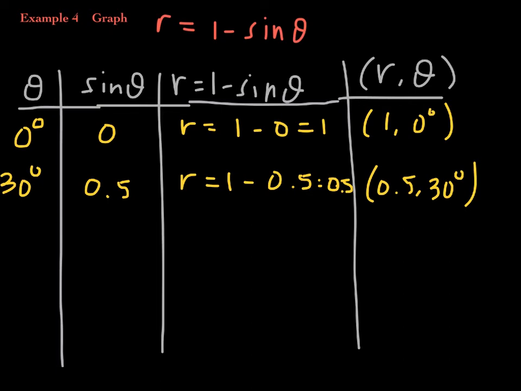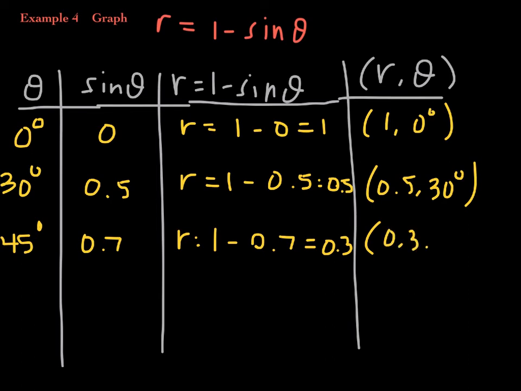If I go for 45 degrees here, sine of 45 degrees is root 2 over 2. Okay, you can change that to a decimal if you'd like. Here, I'll do that. It might be just a little more convenient as far as plotting goes. So this is about 0.7. So r would be equal to 1 minus 0.7, which is about 0.3. Okay, so then this is 0.3 comma 45 degrees. Cool.